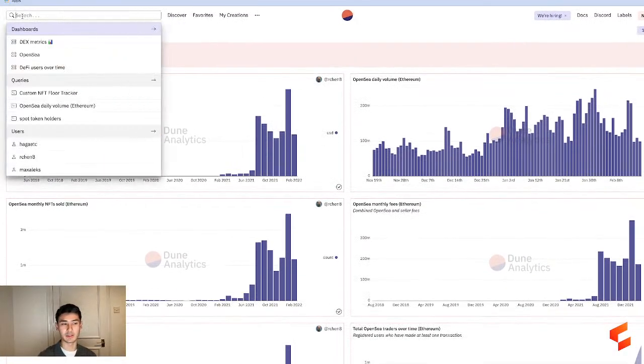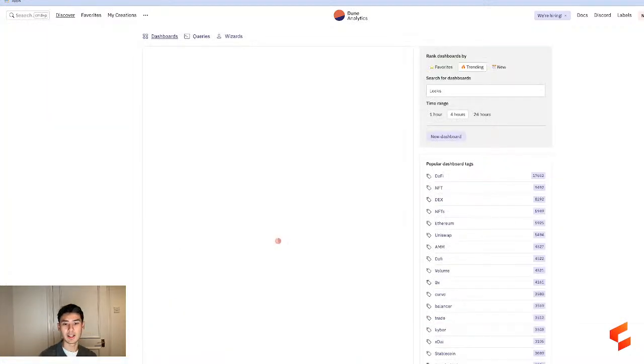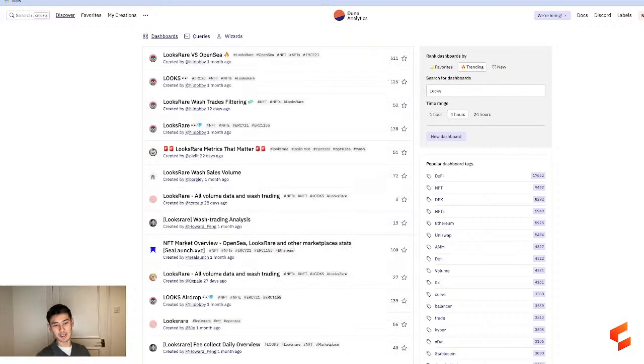If you're looking for something very specific, all you have to do is go up to the search bar in the top left and type in whatever it is you're looking for. Let's say we want to do some analysis on LooksRare. All you have to do is type in looks or a keyword, hit enter, and we will see if my internet holds up for this. Last time I did this, it took a couple minutes, so bear with me.